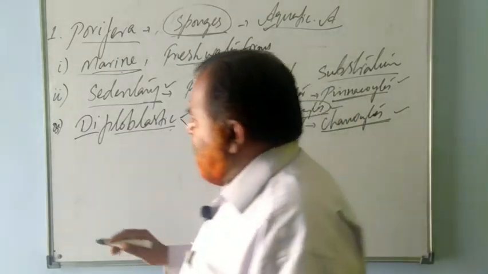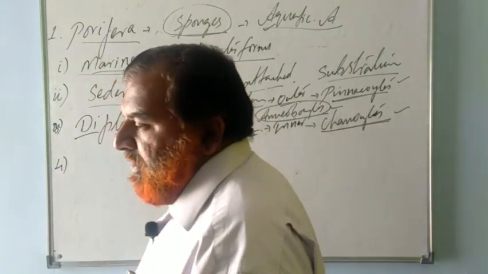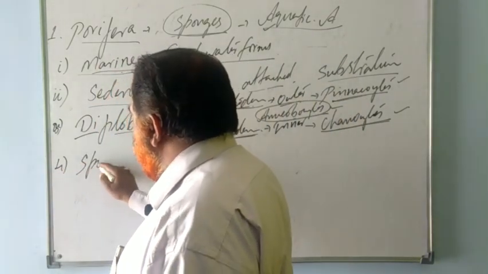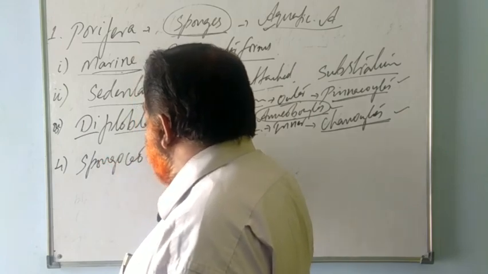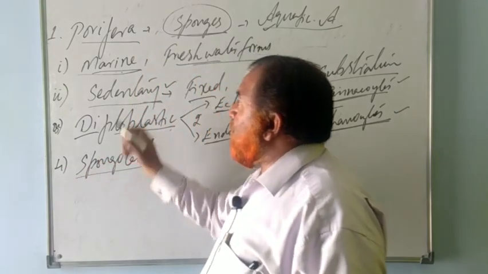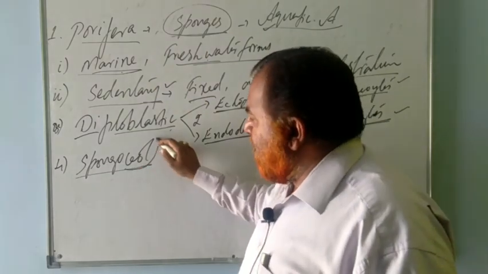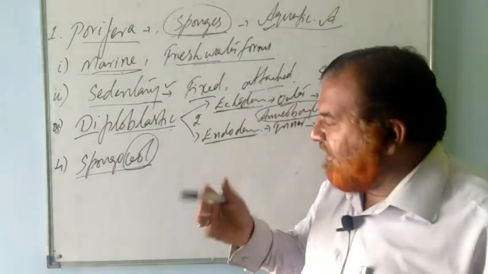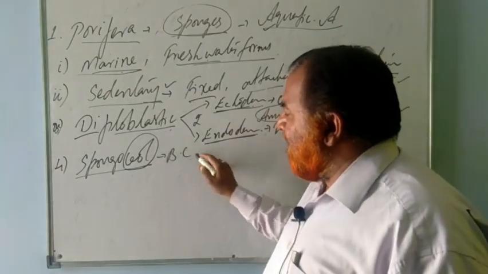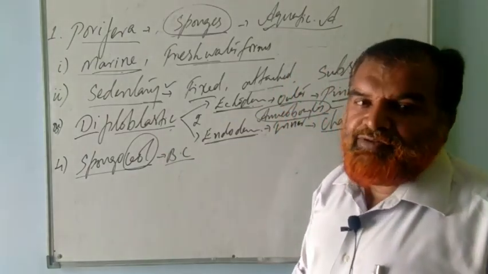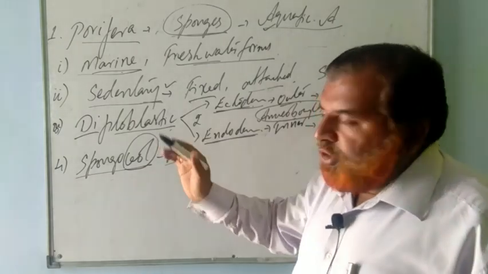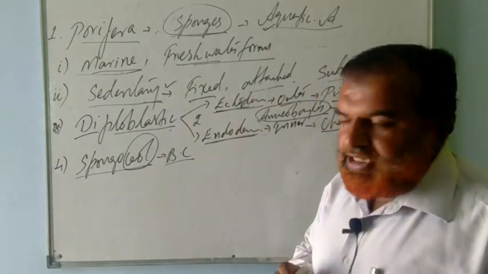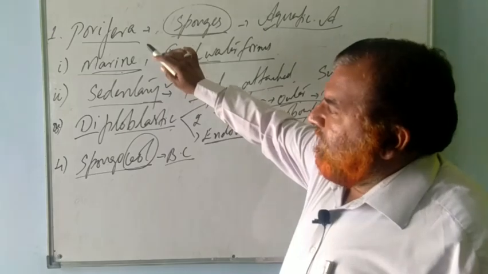Diploblastic animals. They have a body cavity. What they have? A body cavity. The body cavity of these animals is known as spongocoel. Spongo refers to sponges. I have told in the beginning of economic classes. Coel or coelom refers to cavity, body cavity. The body cavity of sponges or poriferans is referred as spongocoel. What is known as spongocoel? Clear? Fine.